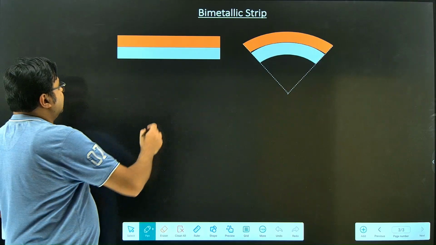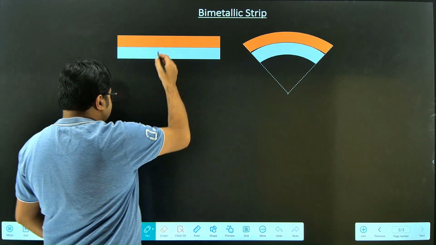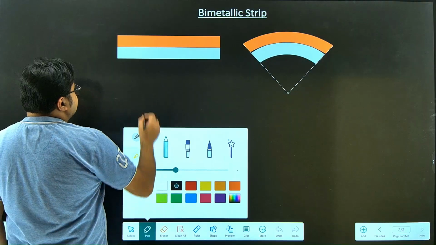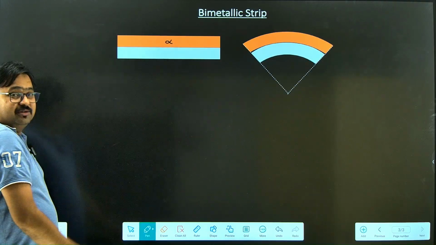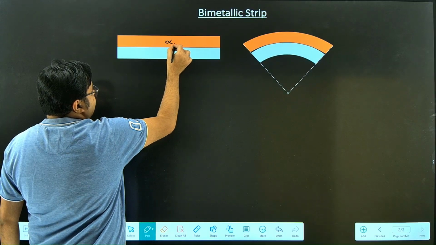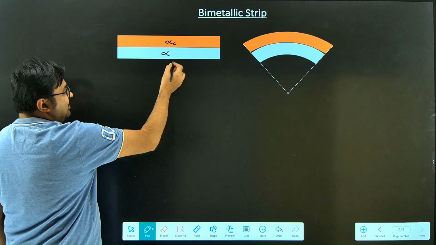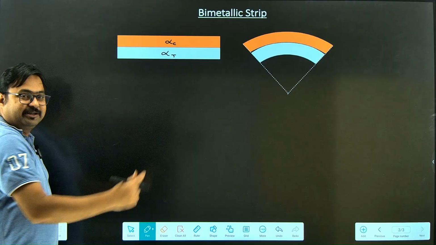Let's assume that here are two metals. The first metal out here, let's say, is copper. The thermal coefficient of linear expansion of copper is alpha C. And the thermal coefficient of linear expansion of tungsten, let's assume that this is tungsten, is alpha T.